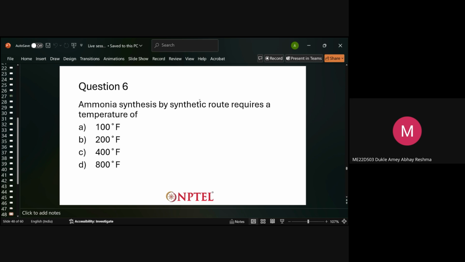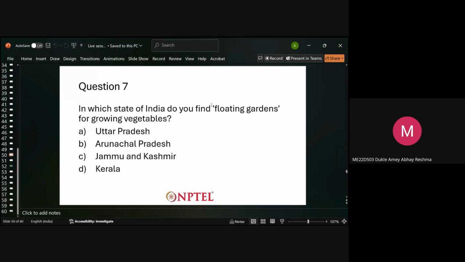Again, the repeated question. Ammonia synthesis by synthetic route requires the temperature of 100 degree Fahrenheit, 200 degree Fahrenheit, 400 degree Fahrenheit, or 800 degree Fahrenheit. Again, we answered this. The answer is D, 800 degree Fahrenheit.